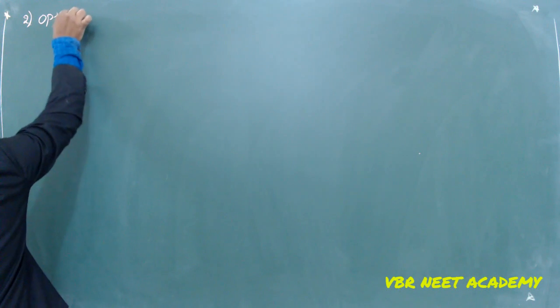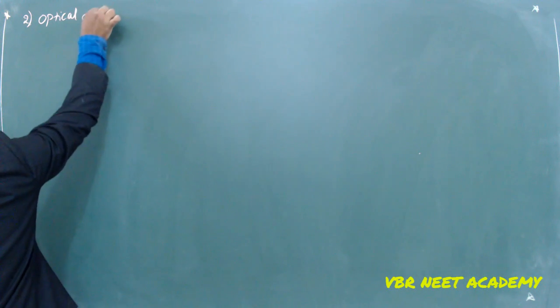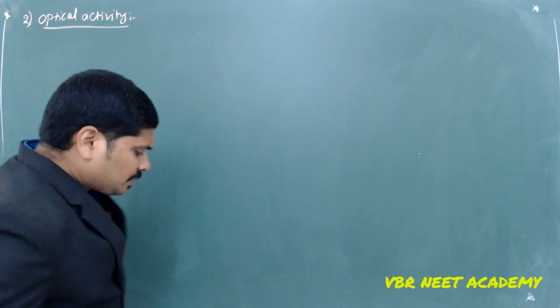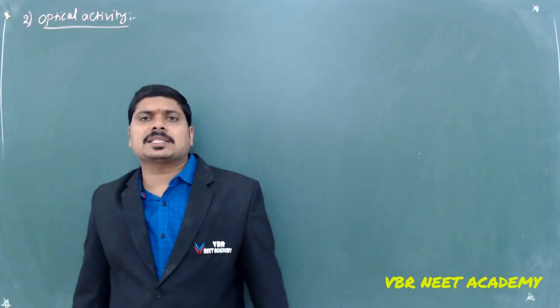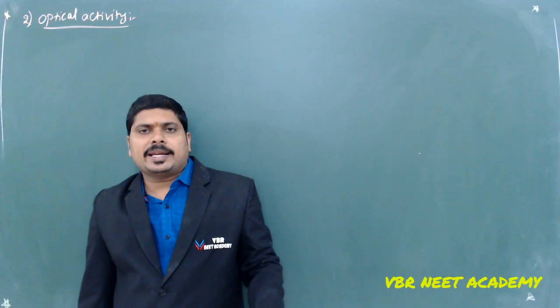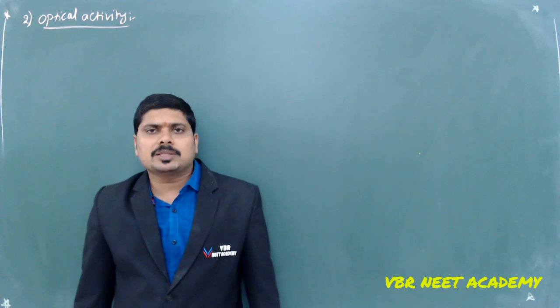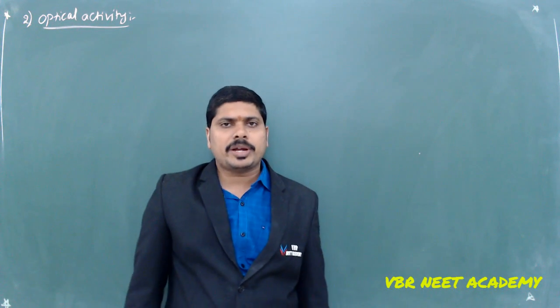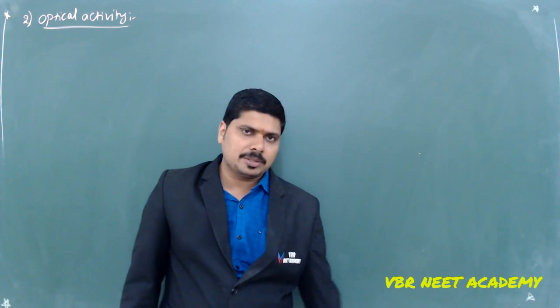Next important point is optical activity. I think we are aware of optical activity. What is optical activity? When a given compound has a chiral carbon, it rotates plane polarized monochromatic light either to the right or left, and is called optically active.